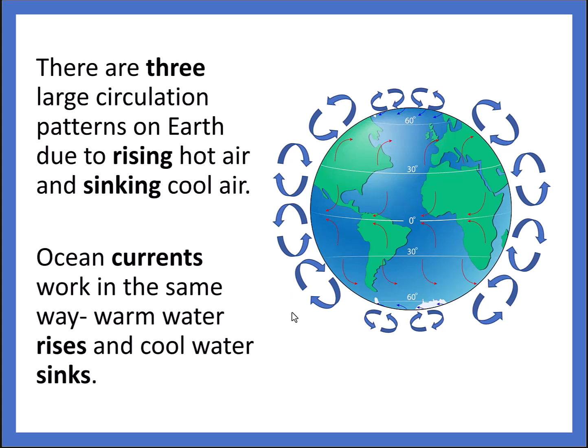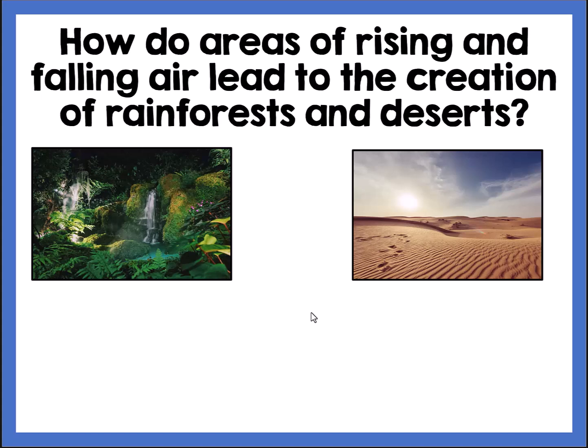So these are going to be your major circulation patterns here. There's one near the equator, and then there's one circulation pattern here and one near the poles. 3 major bands. So how do areas of rising and falling air lead to the creation of rainforests and deserts? Why are these climates the way that they are based on wind and the unequal heating of the Earth?